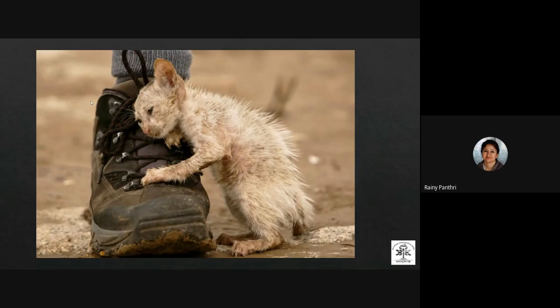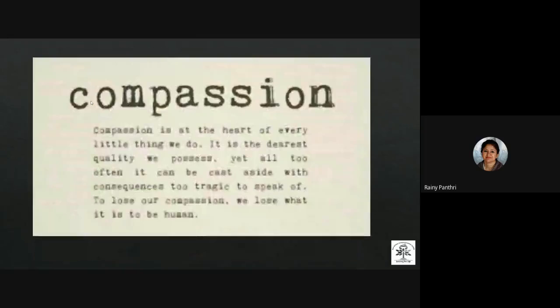This kitten was begging for help, and this man actually did not help. Okay, and the kitten passed away. So, here there is again total lack of compassion. So, children, compassion is at the heart of every little thing we do, every little thing.